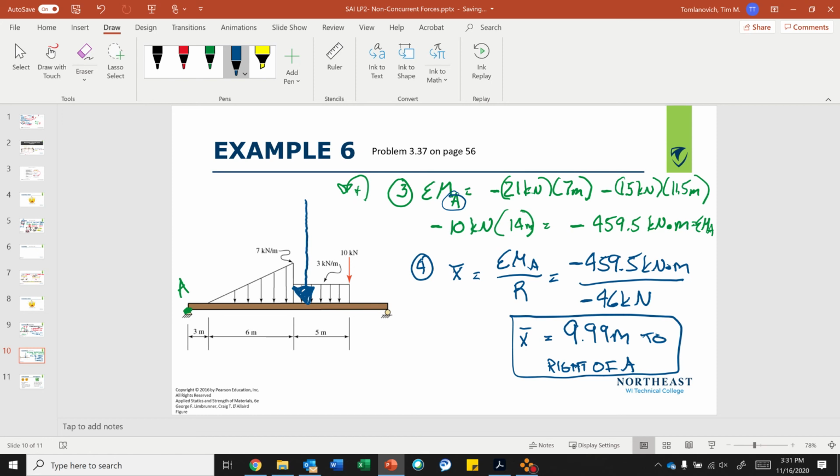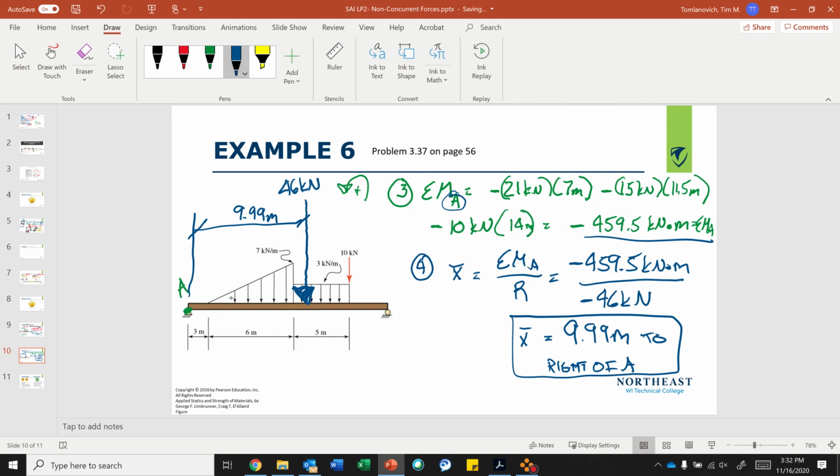Okay, that is 46 kilonewtons. And then my X bar is 9.99. So if I take 46 times 9.99, it should equal this answer. I know it seems like a ridiculous check, but just in case you entered your calculator wrong. You never know when you enter numbers in.